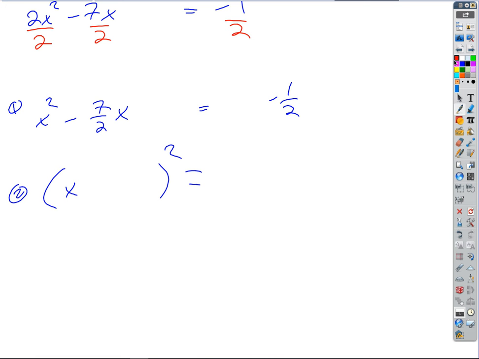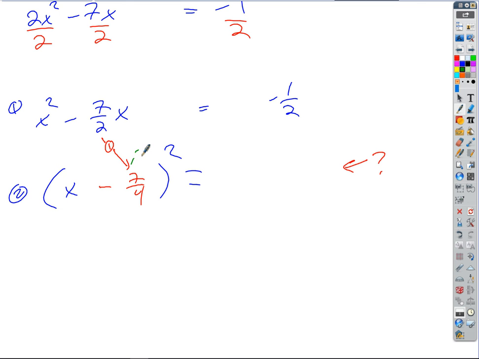So step 1. Half of 7/2. What's half of 7/2? 7/4. It's half of -7/2, so it's -7/4, right? So step 1 is I get -7/4 there. So I already know what my perfect square is going to be, right? It's going to be x minus 7/4 squared. And all I need now to make this a very simple quadratic equation to solve is I just need to know what goes there, right? How do I find that? So that's step 1. What's step 2?